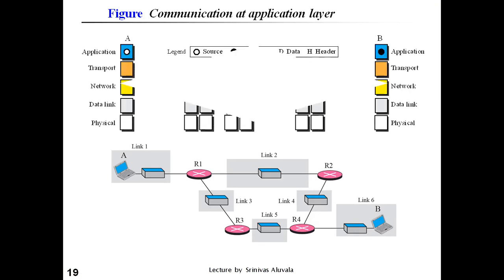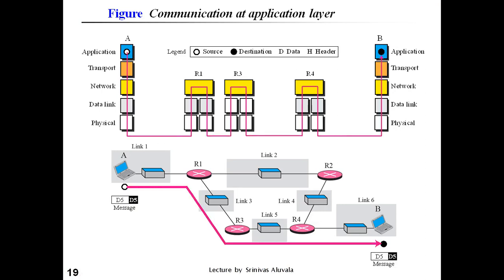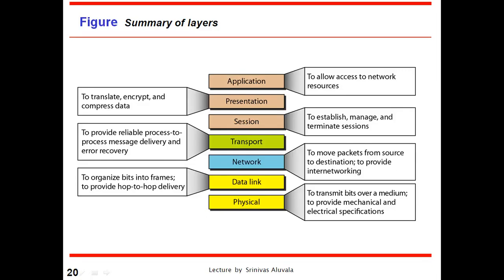Communication at the application layer. Starting at the application layer of the sender, application layer, transport layer, network layer, data link layer. The data communication or the data sending starts at the application layer of the sender and it reaches the application layer of the receiver, going through all the responsibilities of the network architecture layers of the OSI model.